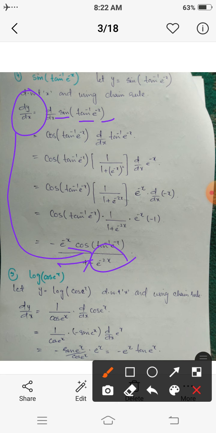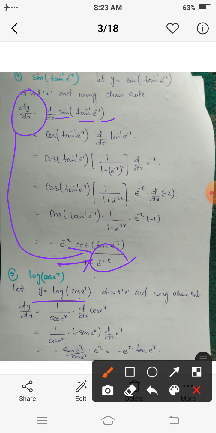Now another one: we have to differentiate log of cos e raised to power x. Here it is the composition of three functions: log, cos x and e raised to power x. Now if we put y equal to log cos e raised to power x, then by using the chain rule and differentiating this function, we get dy by dx. You know that the differentiation of log x is 1 upon x.